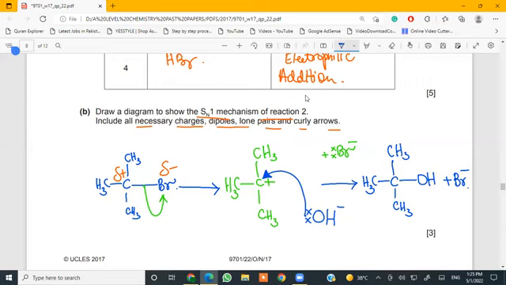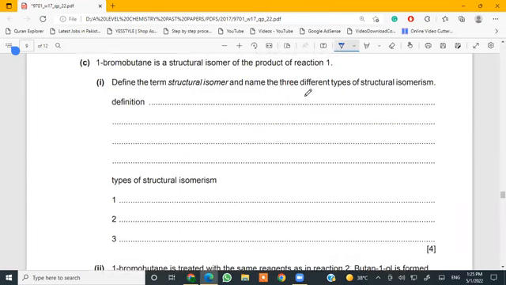Now, once this is done, let's move on to the next part. It says 1-bromobutane is a structural isomer of the product of reaction 1. Define the term structural isomer and name the different types of structural isomerism. So what is a structural isomer? I'm going to write down this definition once over here. Iso means same, right? And mer refers to the molecular formula, but structural isomers are those which have the same molecular formula but different structural formulas.